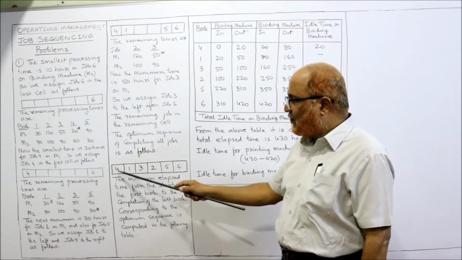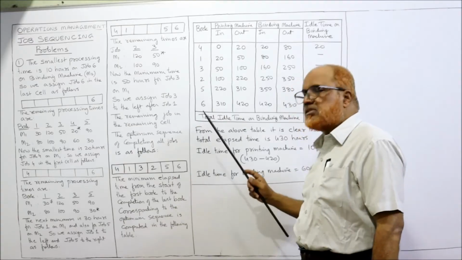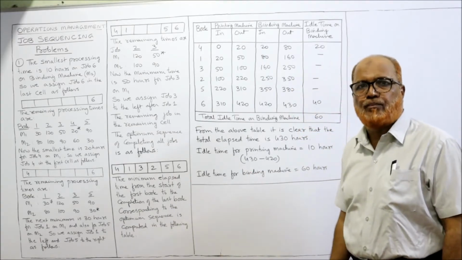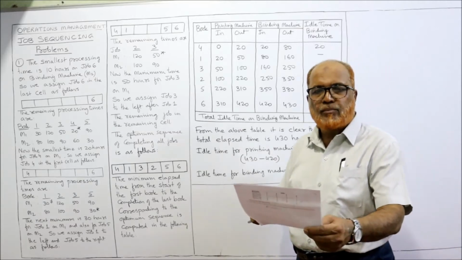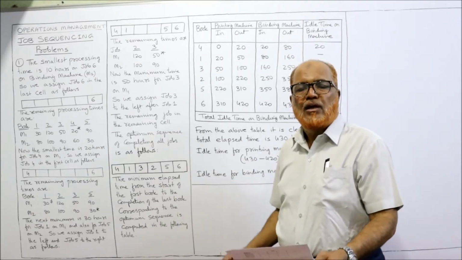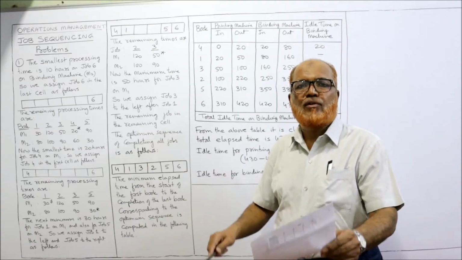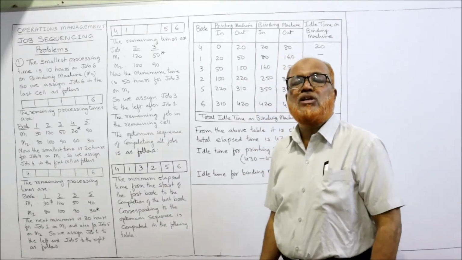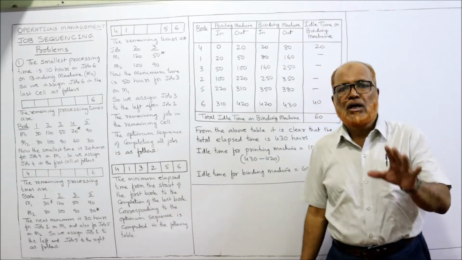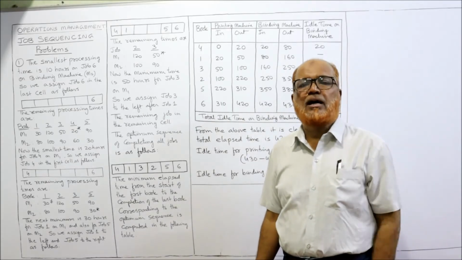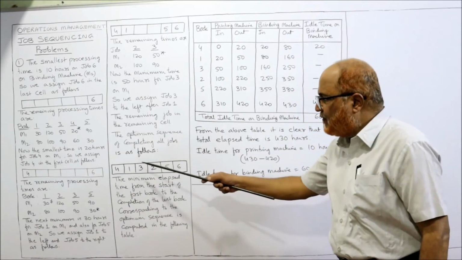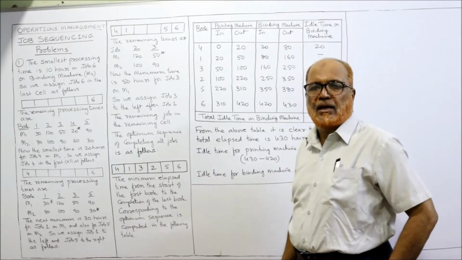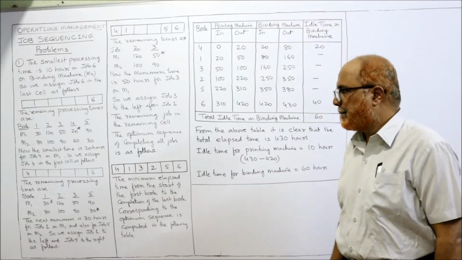So we got 4, 1, 3, 2, 5, 6. This is called the optimum sequence of completing the job. We should not perform the jobs 1, 2, 3, 4 like this. If we go as usual, 1, 2, 3, 4, 5, 6, it will take more time. But our objective is to finish all the jobs in the shortest possible time, minimum time. So if we follow this sequence, definitely the total elapsed time will be minimum.